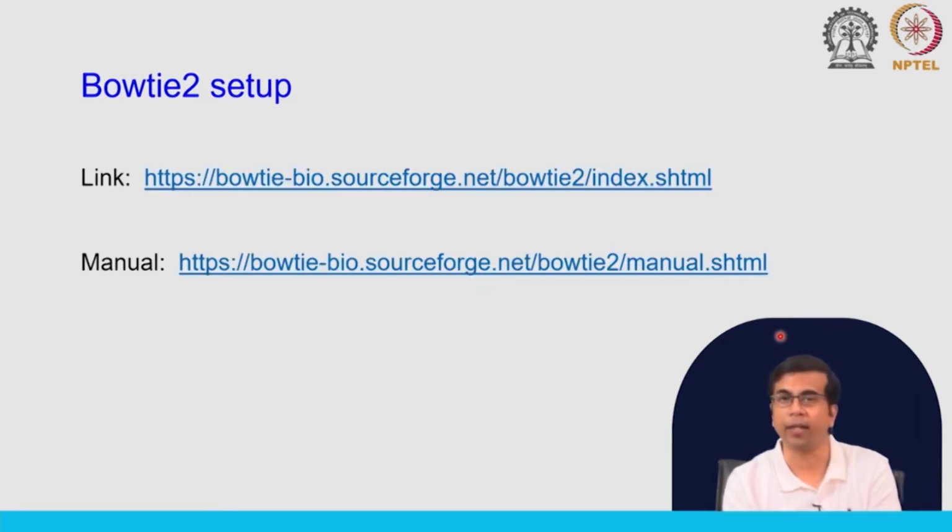So, here is the link from where you can download the Bowtie2 tool. It is a free tool that you can download and install, and here is a detailed manual, right, giving all the instructions that are required for running this tool. Okay. So, now we will go to this link and download and set this up for our system, and then we will run Bowtie2 to map our reads. Okay. So, let's go there, right, and we will talk about all the options that are there.